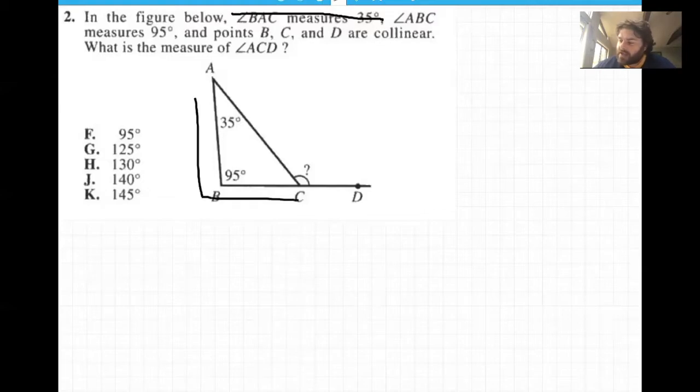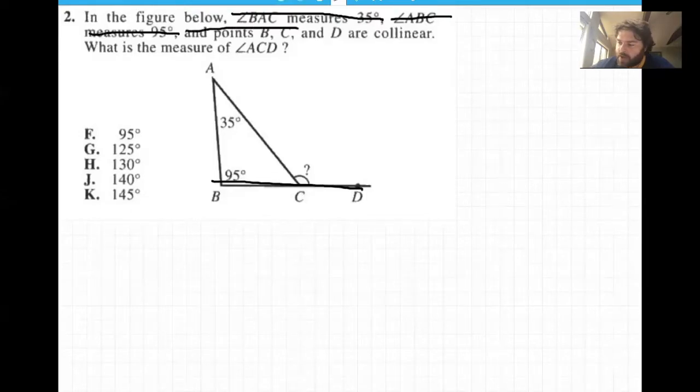Well, ABC is 95 degrees. We already know that in the picture. So again, I'm going to cross that information out. I don't need that in the words and in the picture. I just have it in the picture. Then it says points B, C, and D are collinear. That means they're all on the same line. That seems pretty obvious to me as well, so I'm going to cross that out.